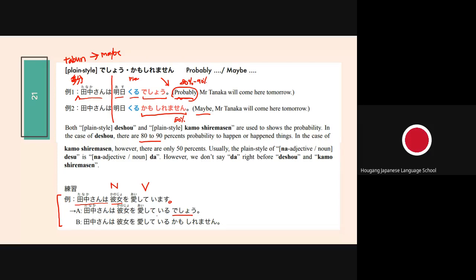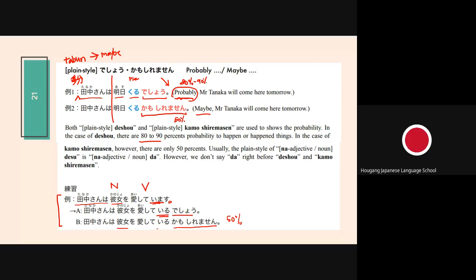Remember, must change to plain form. Imasu, iru, Group 2. Aishite imasu, aishite iru. Tanaka-san wa kanojo aishite iru kamoshiremasen. 50-50, maybe. That's the difference though. Just more certain than the other, that's all.